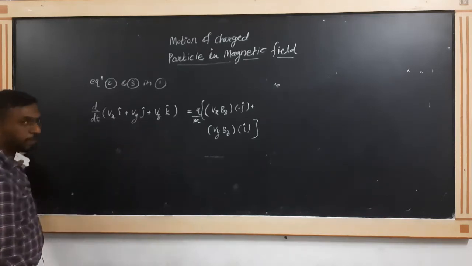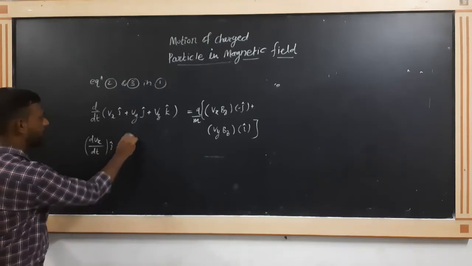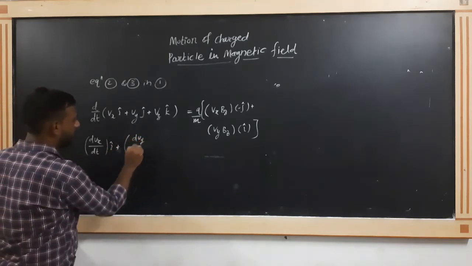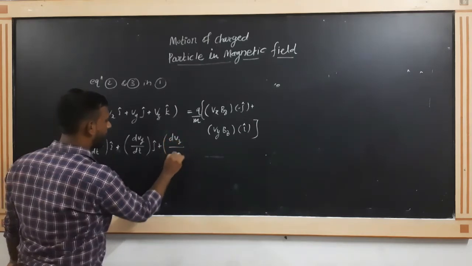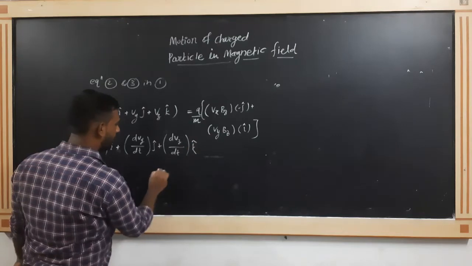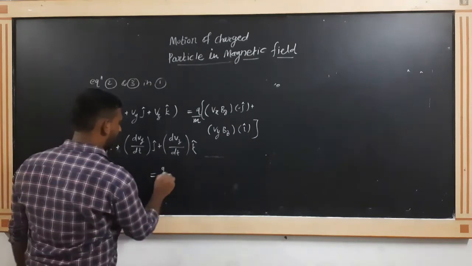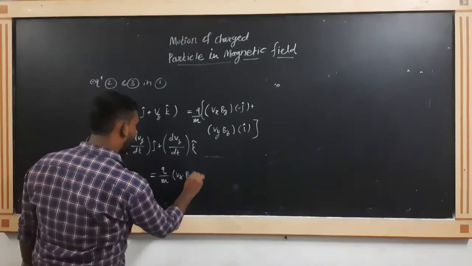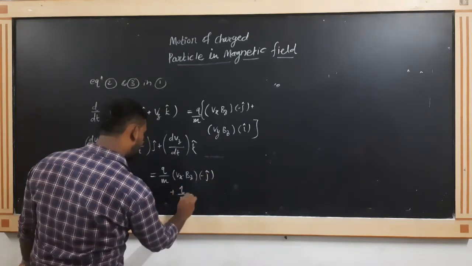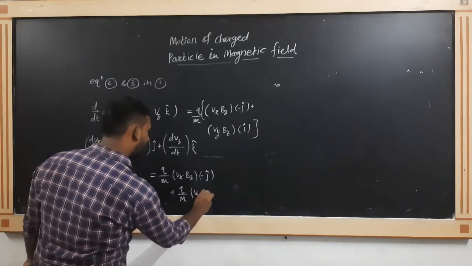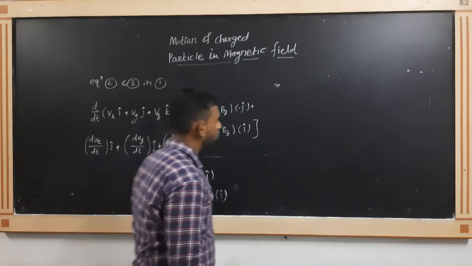So what is the next procedure? Again, differentiate separately. dvx by dt into I cap as it is, plus dvy by dt j cap, and similarly dvz by dt k cap, is equal to, from the same equation, q upon m Vx Bz into minus j cap plus q upon m Vy Bz I cap. Okay, so this is the expansion of this term.